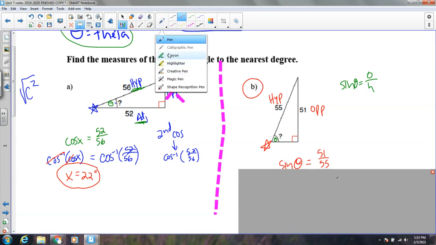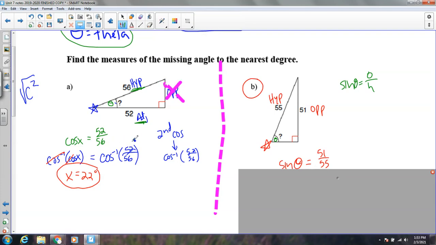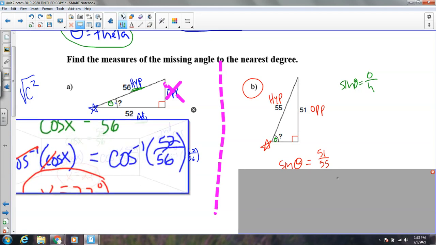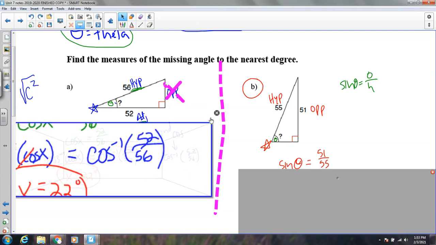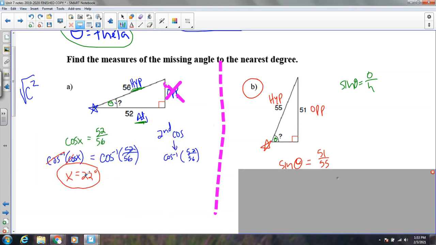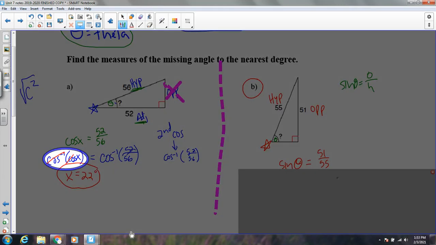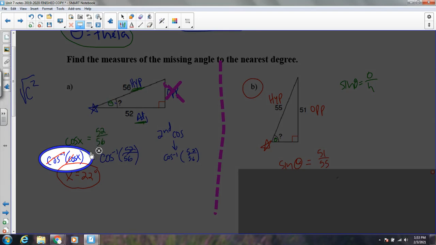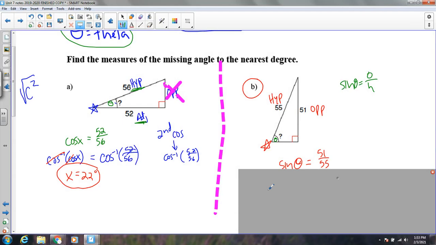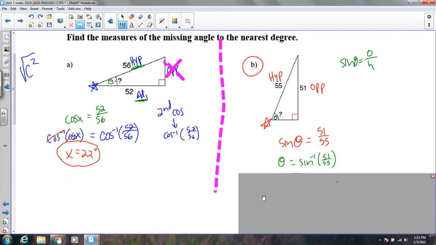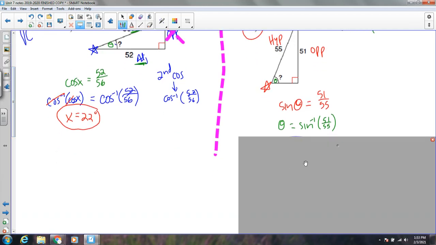So you can see, I'm going to take a little shortcut. I'm not going to show this every time. You don't have to. Why did my magic pen work there? There we go. So anyway, hopefully you got the idea. I'm not going to use this every time. Whatever. I'm just going to skip this next step. I'm not going to show the inverse of the cosine. You can skip that step. So I know I'm going to be taking the inverse. So really to find theta, I just need to type in the inverse sine of 51/55.